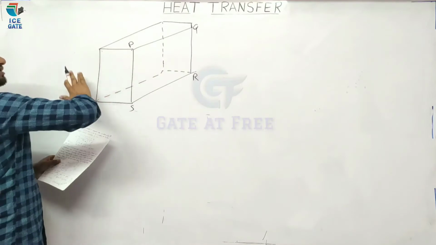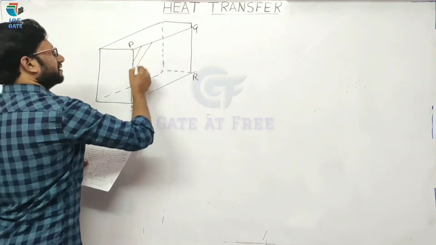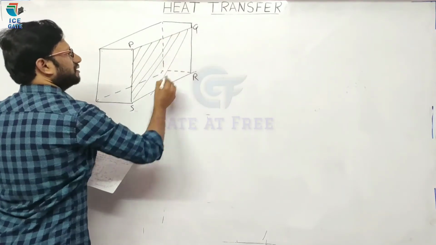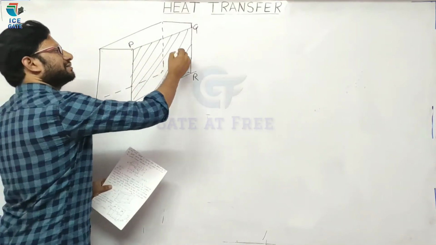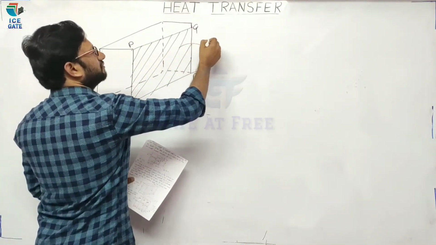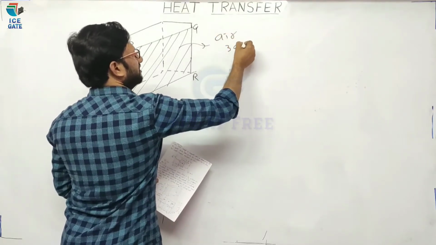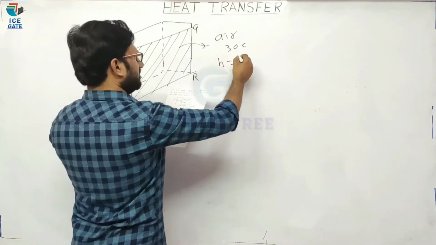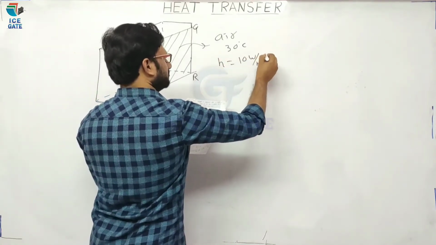Now all the other 5 faces are insulated and the PQRS plane is not insulated. Okay, now it is in thermal contact with the air. The air is at a temperature of 30 degree centigrade and the convective heat transfer coefficient is 10 watt per meter square Kelvin.